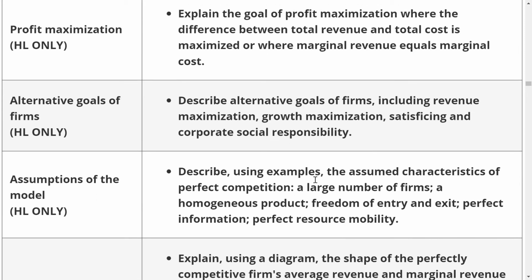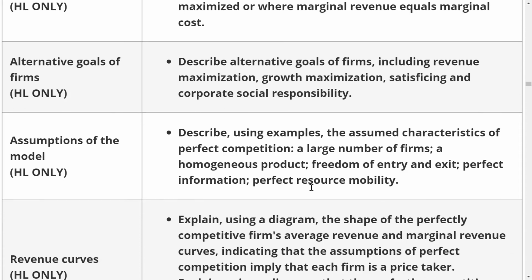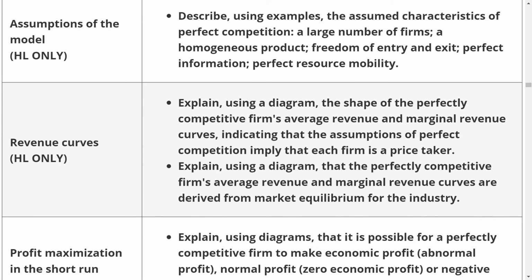Alternative goals of the firm, in addition to profit maximization, may be charity, revenue maximization, or growth maximization. Be able to talk about the alternative goals of the firm, the different goals and objectives of a firm in addition to profit maximization, and the assumptions of the model.